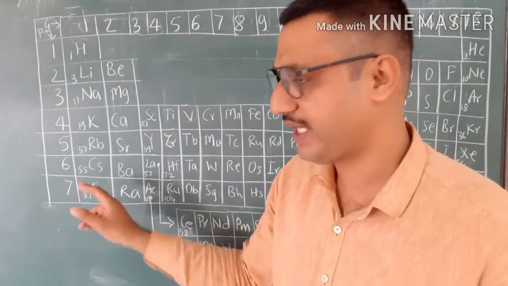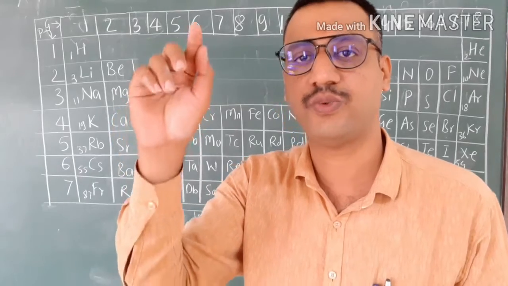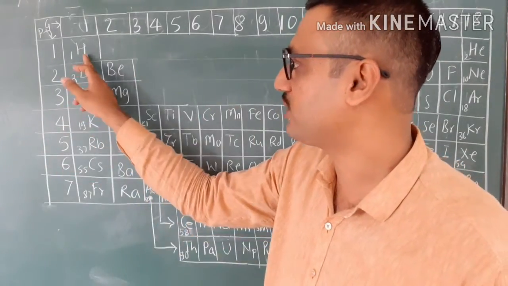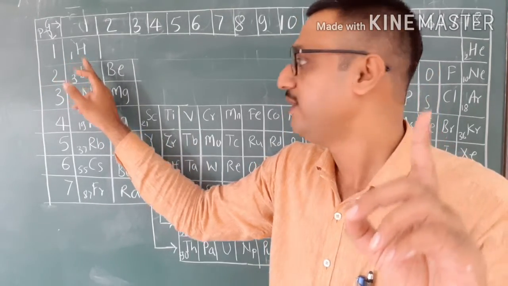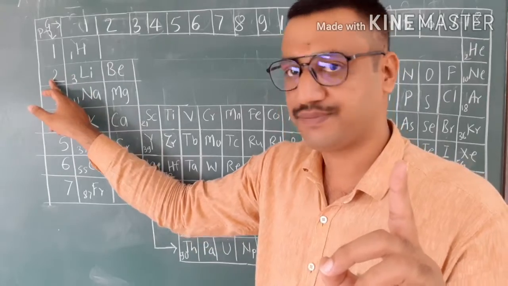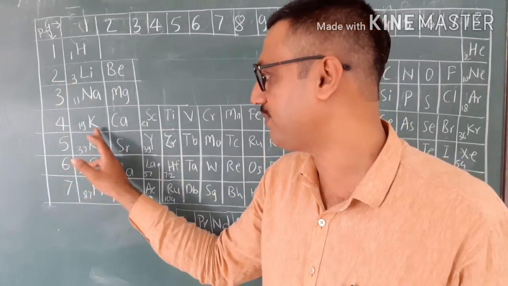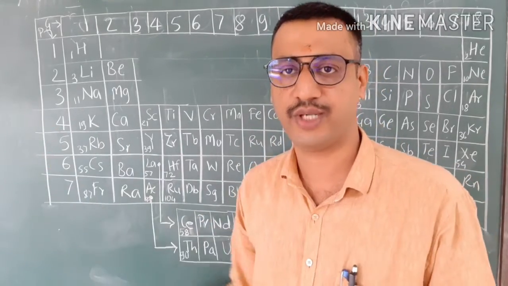First group elements have a general outer shell electronic configuration ns1. n stands for the last shell. For example, hydrogen belongs to the first period, so the first shell is its last shell. Lithium belongs to the second period, the second shell is the last shell for lithium, and so on. Say for example, potassium belongs to the fourth period, meaning the fourth shell is the last shell for potassium.